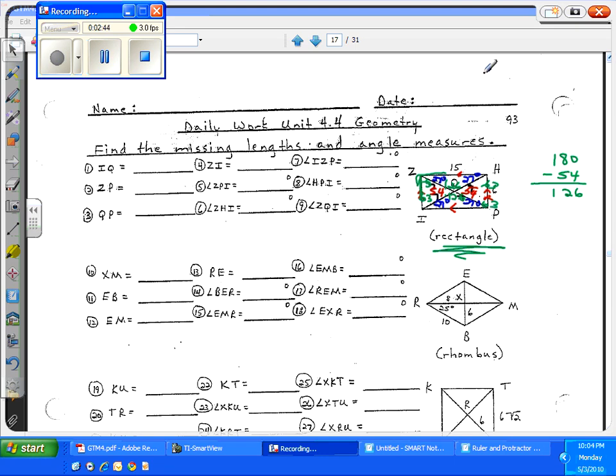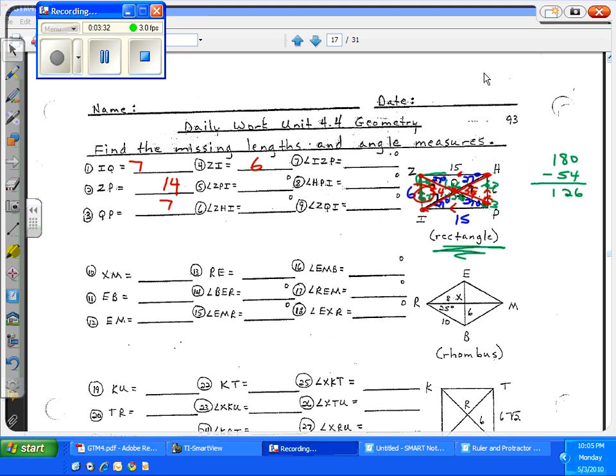And I know that that's a little bit hard to see. Also, opposite sides are equal. And so IQ, which is from here to here, is one of those four diagonal pieces. And in a rectangle, the diagonals are equal and bisect each other. So that's 7. ZP, one whole diagonal, is twice that, 14. QP, half of a diagonal, 7. ZI, this side over here, is 6. And then we get the angle measures.